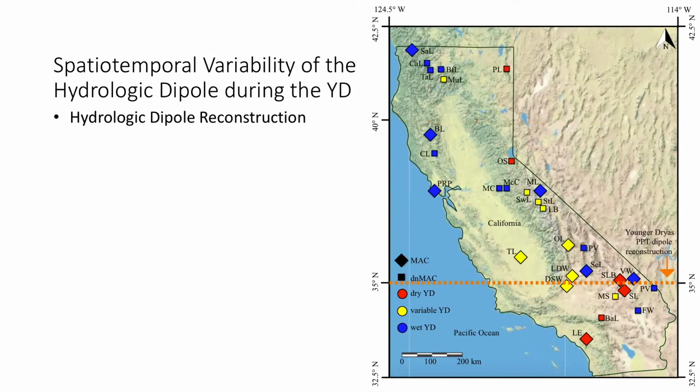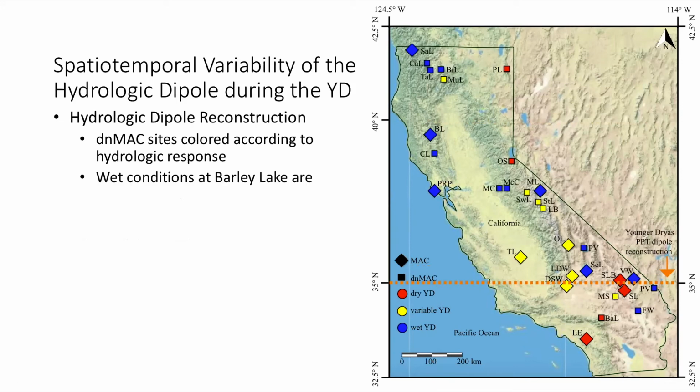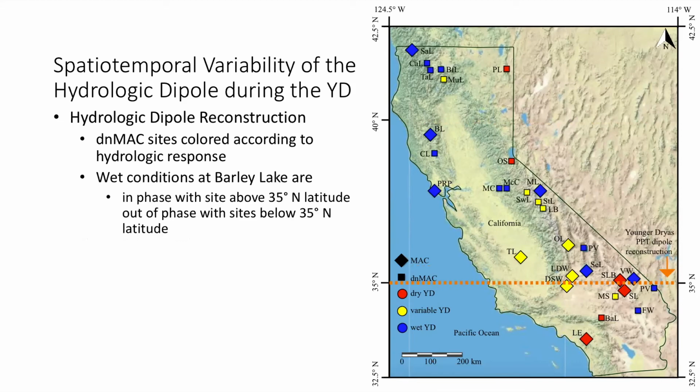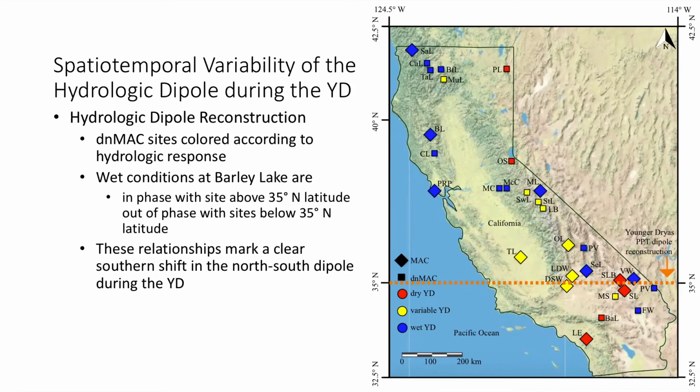To observe the overall hydroclimatic variability of the Younger Dryas, we include the DN sites into our reconstruction for reference. The DN sites are also colored according to the labels that I explained earlier, and you can see them here in the figure as well. So wet conditions at Barley Lake are in phase with sites above 35 degrees north latitude and out of phase with sites below 35 degrees north latitude. These relationships mark a clear southern shift in the north-south dipole during the Younger Dryas that is centered at 35 degrees north latitude.